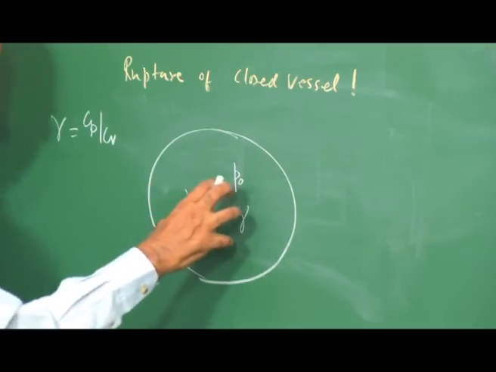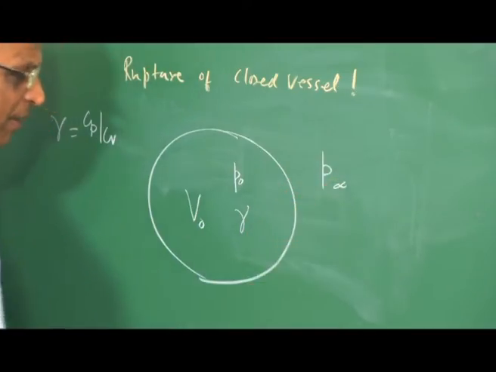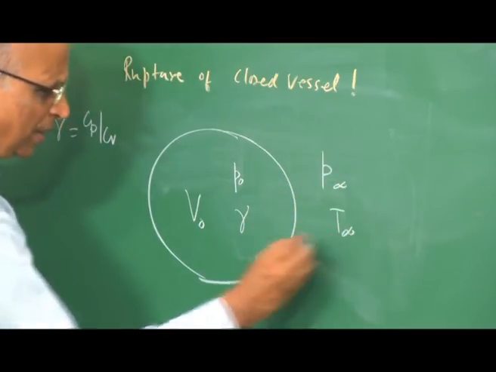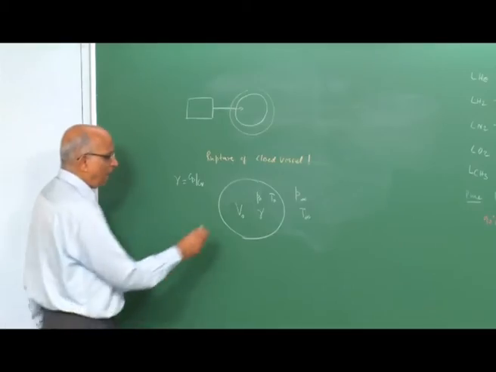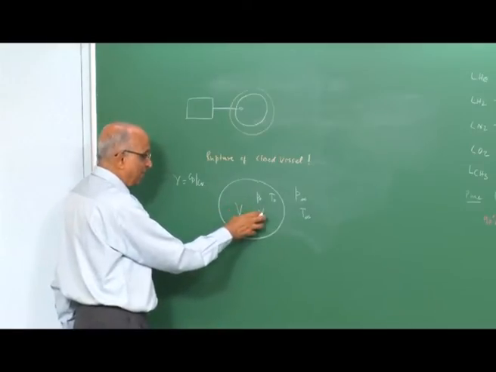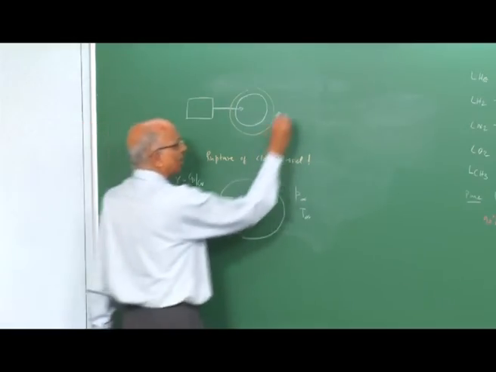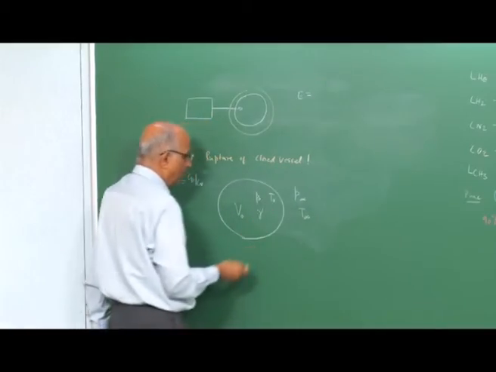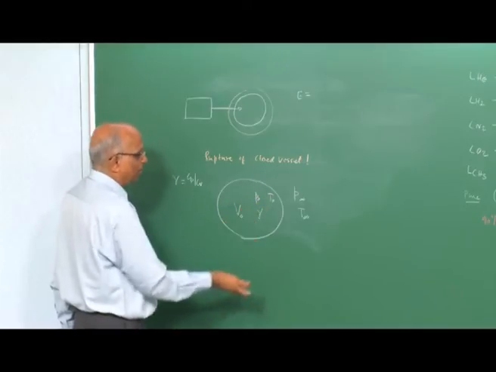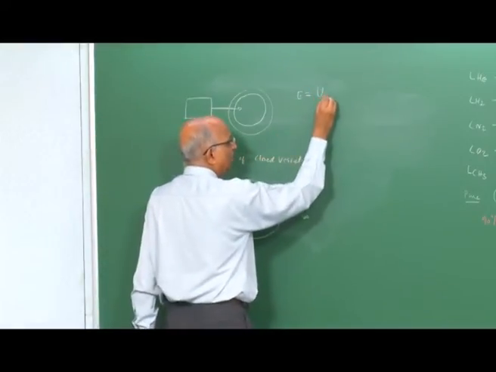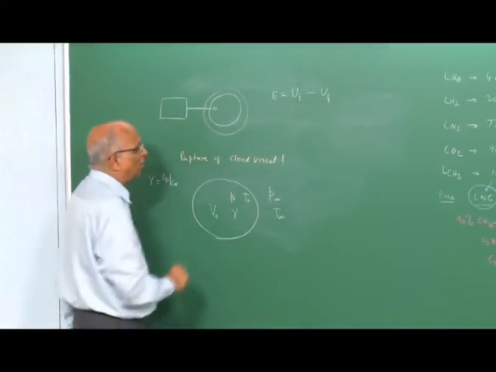Let this pressure vessel explode at a pressure P0, let the ambient pressure be P ambient, let the ambient temperature be T ambient, and let the temperature here be T0, corresponding to pressure P0. I want to find out what is the energy released in this particular rupture. The energy released in this rupture, let us say E, is equal to the initial internal energy which is contained by the gas over here. Mind you, it is a constant volume explosion. Therefore, it is the initial value of the internal energy minus the final value of the internal energy of the same volume here.